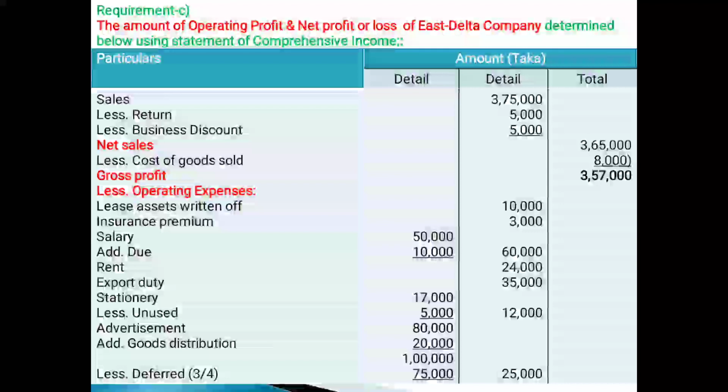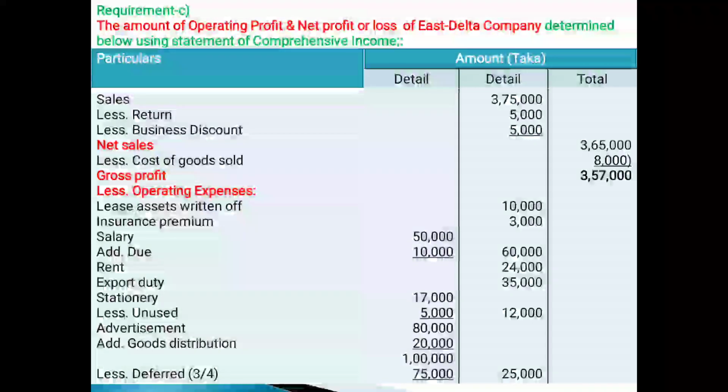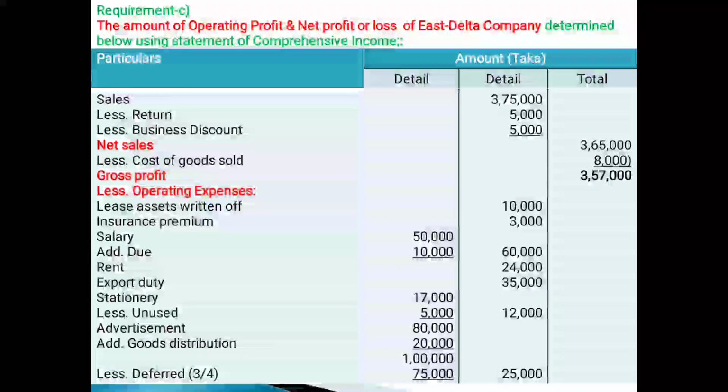Rent taka 24,000 from trial balance. Export duty from trial balance taka 35,000. Stationery taka 17,000 is written in the first column because it is included in an adjustment. Unused stationery taka 5,000 is deducted from the total stationery. So at this moment the net amount of stationery, taka 12,000, is written in the middle column. Another item, advertisement, from trial balance taka 80,000. Add goods distribution money from adjustment, 80 plus 20, total taka 1 lakh.